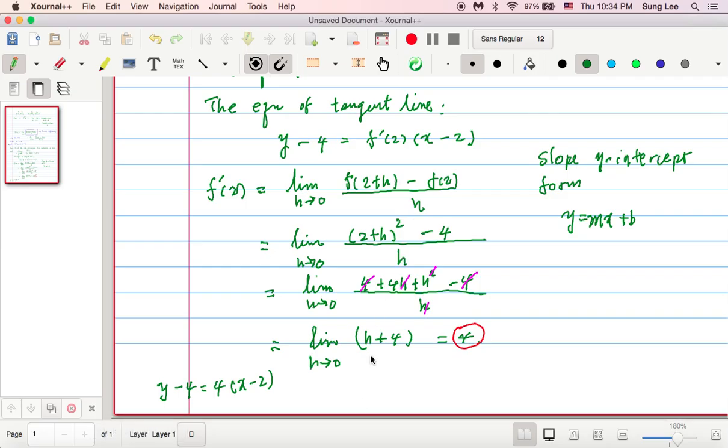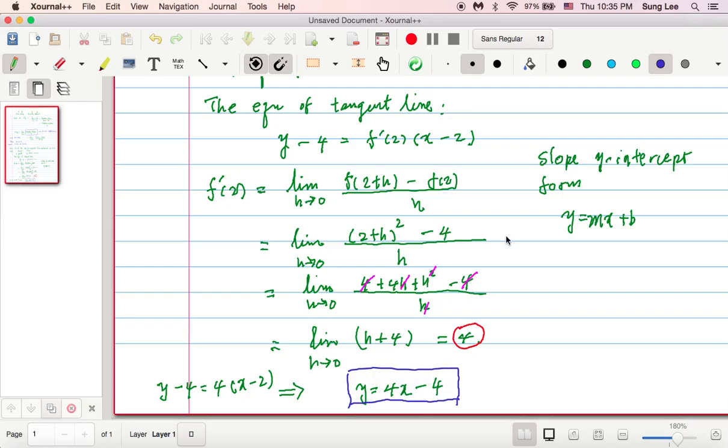So let's go back to this. We are going to write it this way. That's just simple algebra. If you solve it for y, it is going to be 4x, 4 times negative 2 is negative 8, and when you move the negative 4 to the other side, adding 4 to each side, you get negative 8 plus 4, which is negative 4. So that's the equation of the tangent line to y equals x squared at x equals 2.